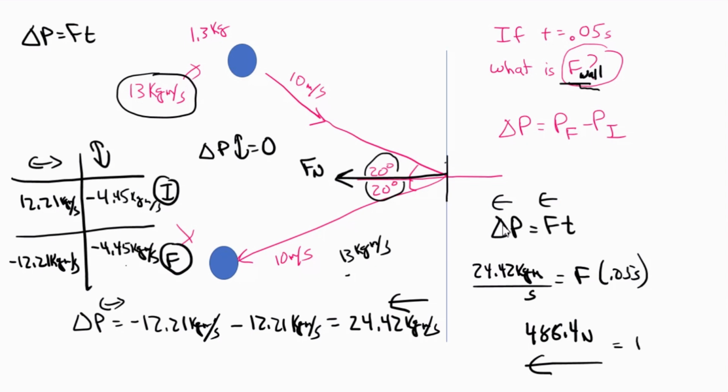And again, we even know the name of this force. This would be the normal force, the force that stops an object from falling through a surface. So there are two quick problems with impulse, showing how we could change momentum.